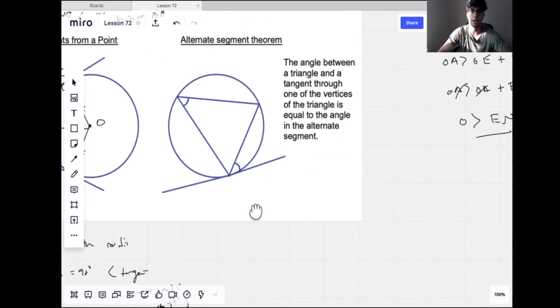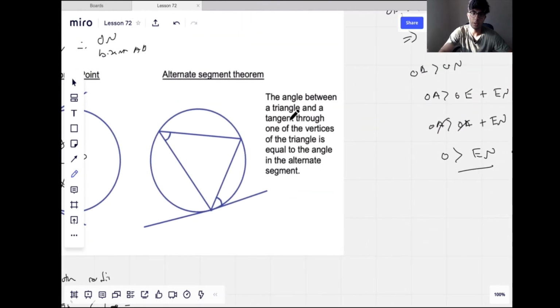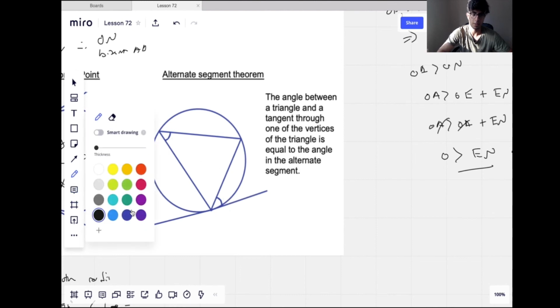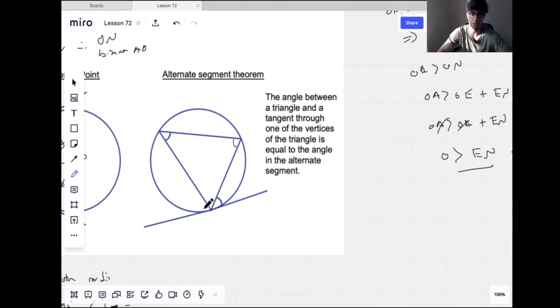The final proof we have is that the angle between a triangle and a tangent through one of the vertices of the triangle is equal to the angle in the alternate segment. So i.e. this angle is equal to this angle, and we can also have that this angle is equal to this angle here.